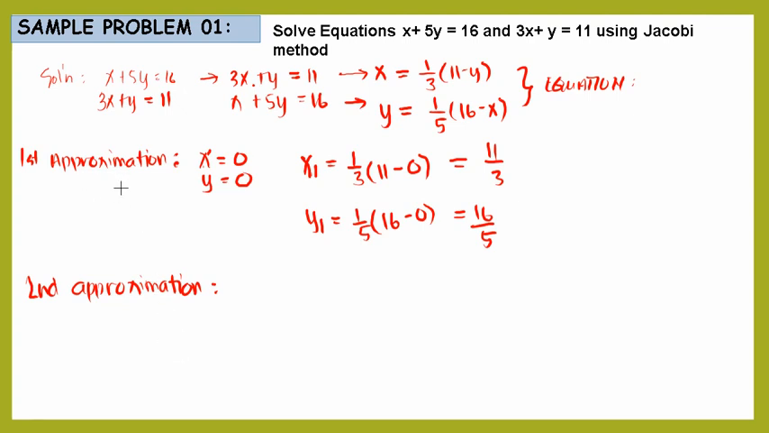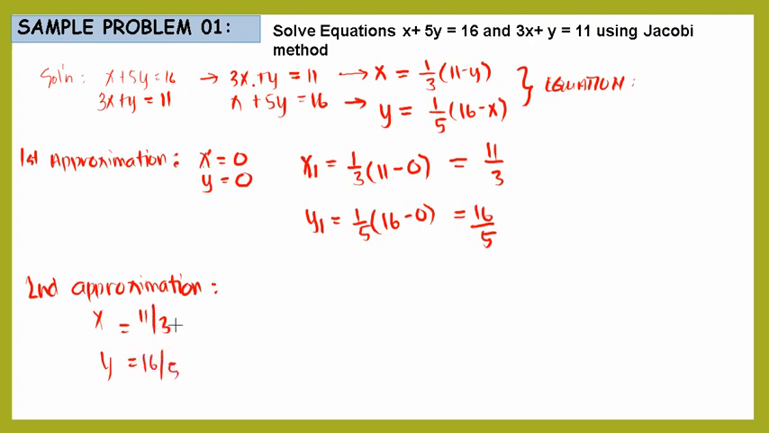Kasi dito sa first approximation, ang value ng x and y natin, we have assumed that our value of x and y is 0. So, sa second approximation, ano na yung magiging value natin for x and y? So, yung magiging value na natin dito sa second approximation ng x and y is equal doon sa sinolve natin dito sa ating first approximation. So, we have yung x natin dito is equal to 11 over 3 and yung y natin is 16 over 5.